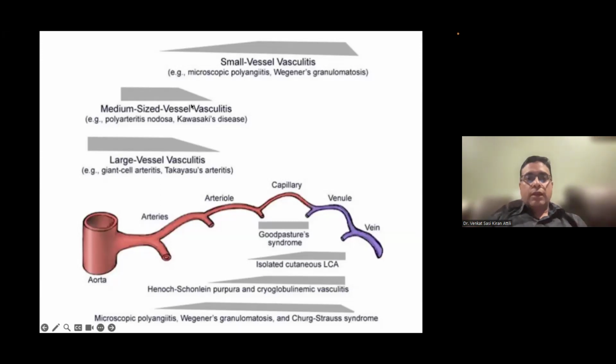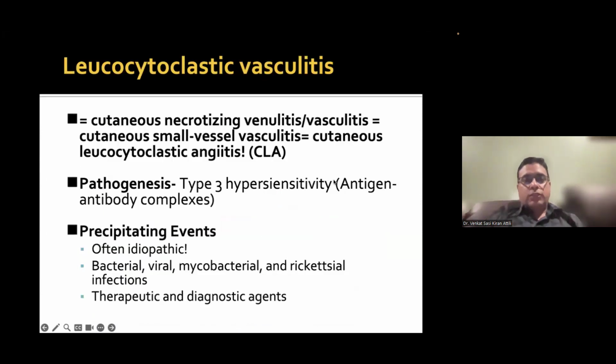So you see here, even in polyarteritis nodosa, you have a small vessel vasculitis, with the capillaries and arterioles being inflamed. So there is an overlap between these entities, and the diagnosis of medium versus small vessel vasculitis is largely based on clinical symptoms. It's not purely histological. All right, so let us go on to leukocytoclastic vasculitis.